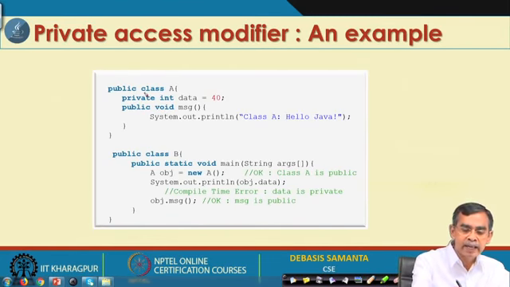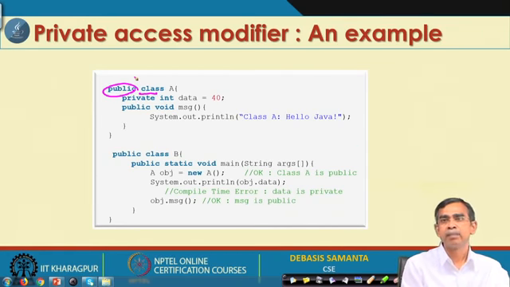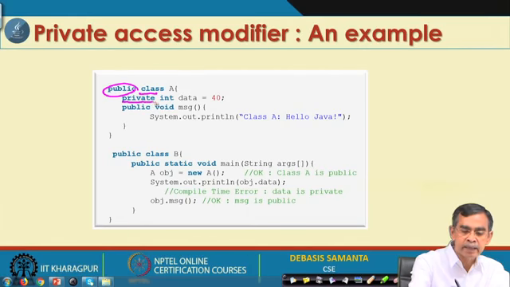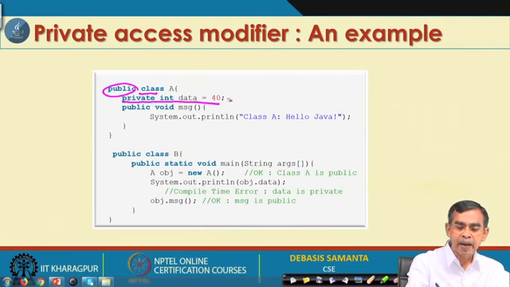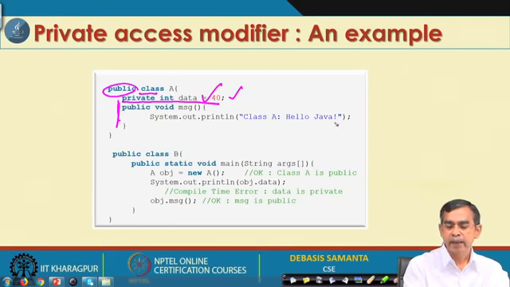Now, we declare class A and the access specification is public. So, public means this class A can be accessed from anywhere. However, this is the member which is declared as private, that means int data is declared as private. So, being a private member, any method which belongs to this class can use it. So, in this method, if I write say plus data, no issue. It can use it.